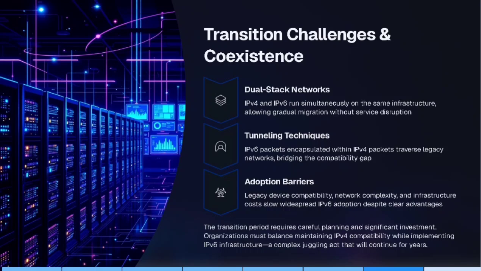Now, transition challenges and coexistence. In dual-stack networks, IPv4 and IPv6 run simultaneously on the same infrastructure, allowing gradual migration without device or service disruption. With tunneling techniques, IPv6 packets are encapsulated within IPv4 packets to traverse legacy networks. Adoption barriers include legacy device compatibility and network complexity. The transition period requires careful planning and significant investment. Organizations must balance maintaining IPv4 compatibility while implementing IPv6 infrastructure.